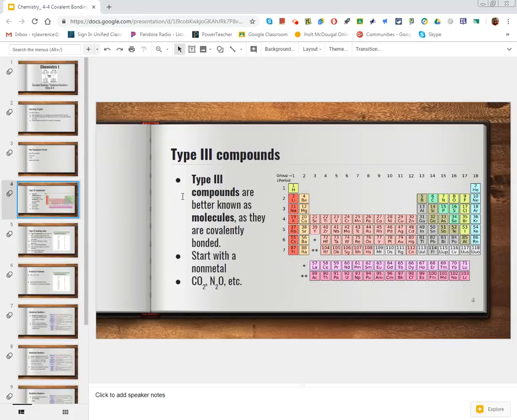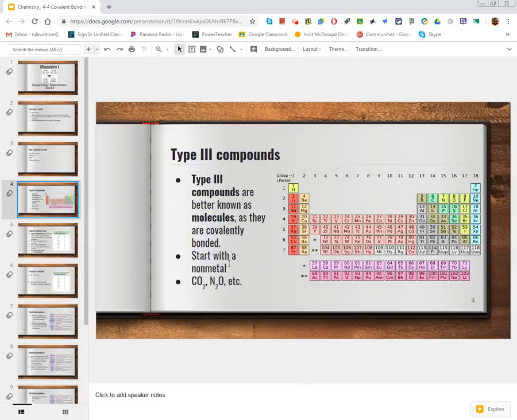So type 3 compounds. Type 3 compounds is what we are classifying as molecules. So to remind you, a molecule is any compound that is covalently bonded. So if I have a covalent bond, that compound is referred to as a molecule. One other way to recognize type 3 compounds is they will always start with a nonmetal.